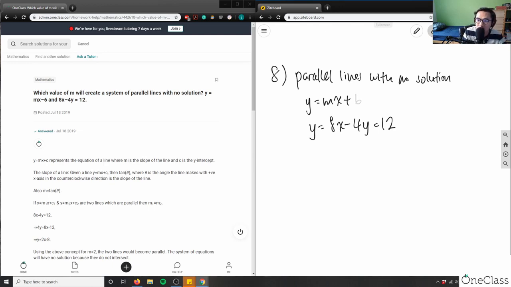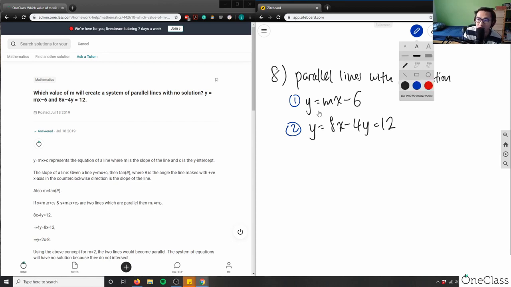Let me erase this. Mx minus 6, and 8x minus 4y equals 12. So the first thing I'm going to do is convert this here. My second equation is in standard form. I want it to be in slope or y-intercept form.